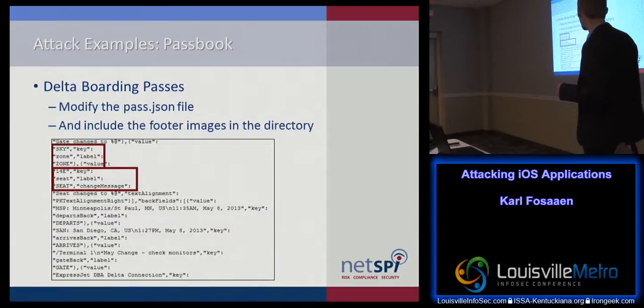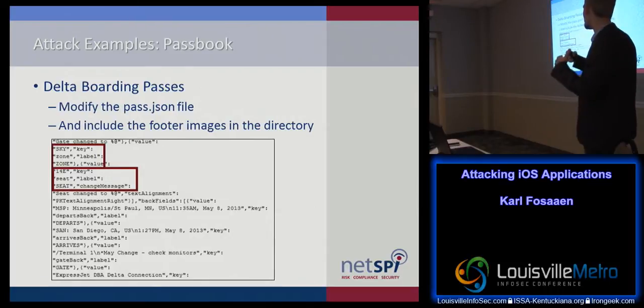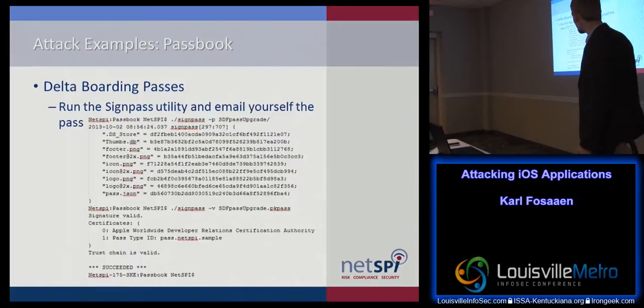So the example we're doing: let's pretend that I got a PK pass file for my flight out here. I flew Delta out here. I added those images to the directory. I modified the PK pass file to say that I am in the Sky priority zone. Then I run it through the SignPass utility on my Mac, and it's literally one line.